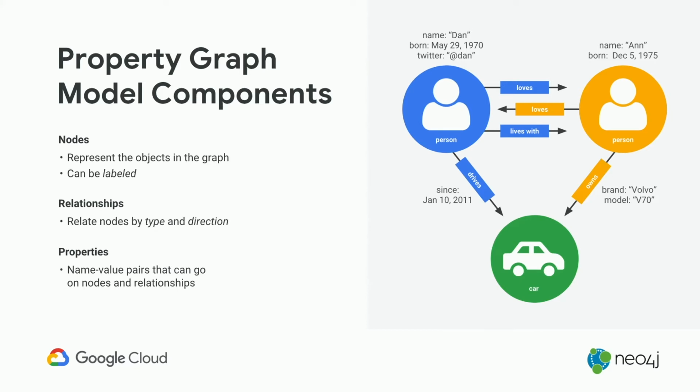This kind of flexible property graph model lets us say all of that in a simple picture and allows us to annotate that with a set of relationships and with properties on those relationships. So, for example, we can assert that Dan has been driving the car since January of 2011. So when we talk about graphs and you think about Neo4j, it all comes back to these property graph components: nodes, relationships, and properties.